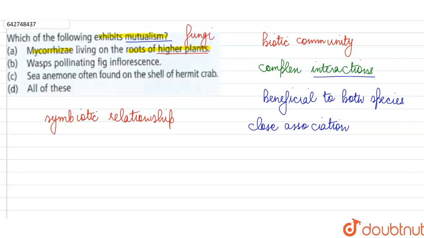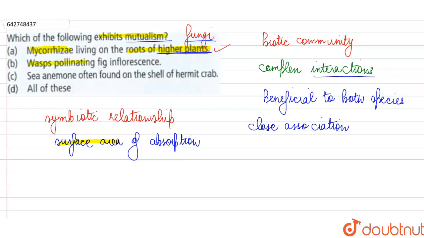And how is this association beneficial to both of the parties? Because for the roots, when fungal filaments get associated with them, the surface area for absorption of water and minerals is greatly enhanced, whereas on the other hand, the fungus is getting shelter in the roots and it is also deriving nutrition from the plant. So both are benefiting. Fungus gets shelter and nutrition, whereas the plant gets an enhanced surface area in its roots. So this is a correct example of mutualism.